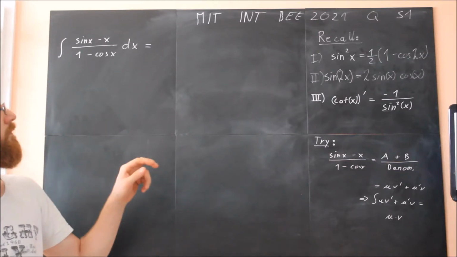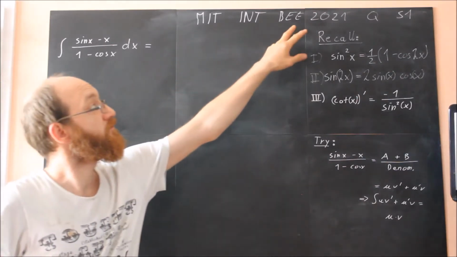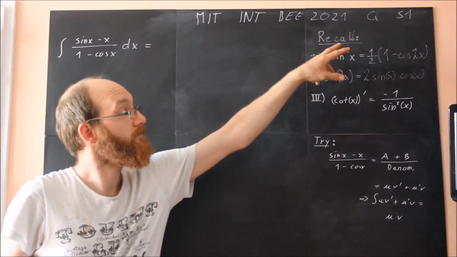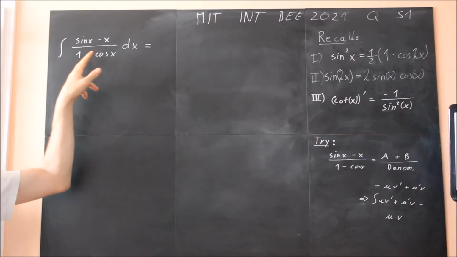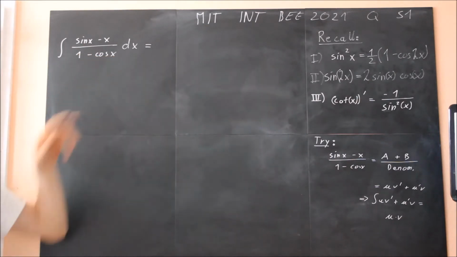Today we want to solve an integral from the MIT Integration Bee 2021, from Qualifier sheet 1: the integral of (sine x minus x) over (1 minus cosine x).